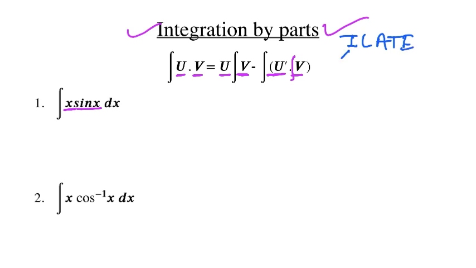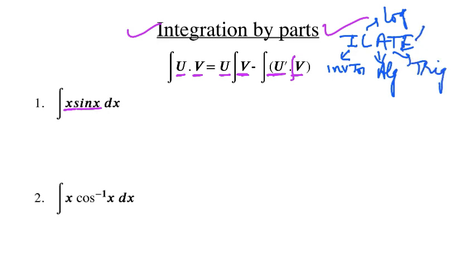where I stands for the inverse trigonometric function, L stands for the logarithmic function, A stands for the algebraic function, T stands for the trigonometric function, and E stands for the exponential function. Alright, so the first come first. Here you can see that algebraic comes before trigonometric, therefore x will be the first function and sin x will be the second function. Let us apply this rule here to integrate it.